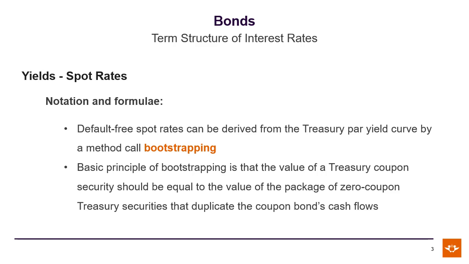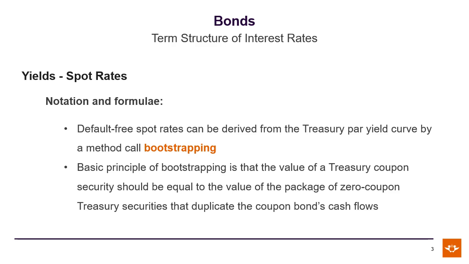Then they'll take the cash flows from the second year, which will include the second coupon plus the redemption value, and they'll create a zero coupon bond with that. And they will try and find the interest rates that equate the present value of those cash flows with the price of the bond.